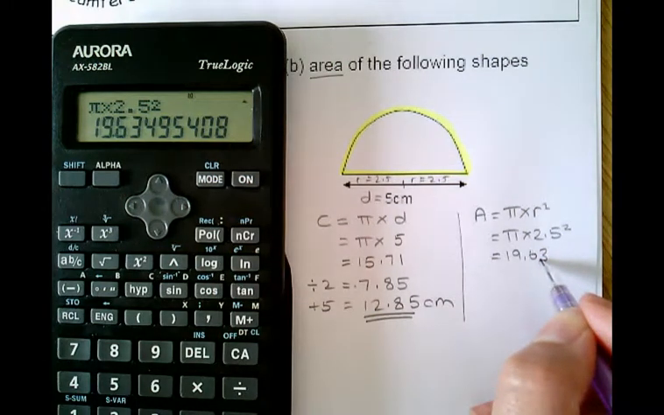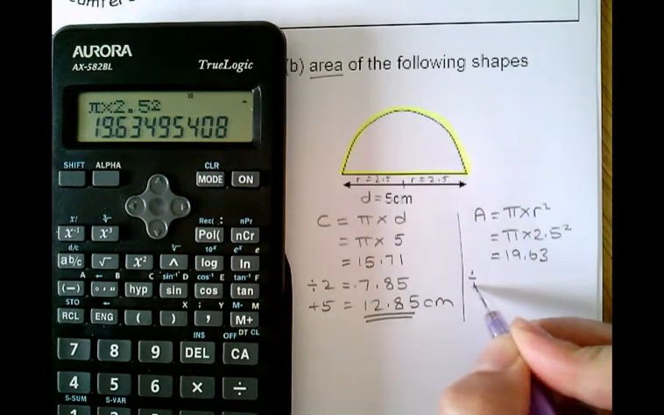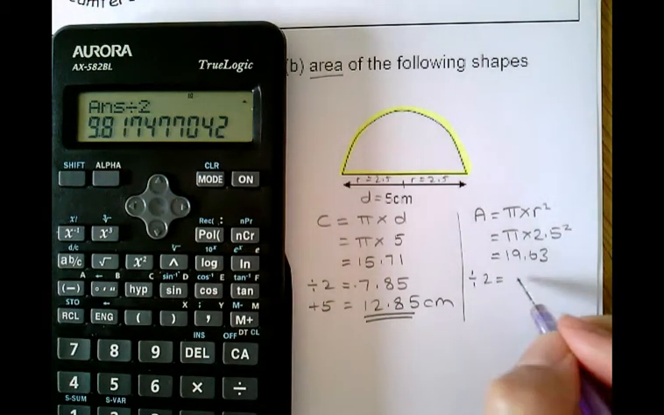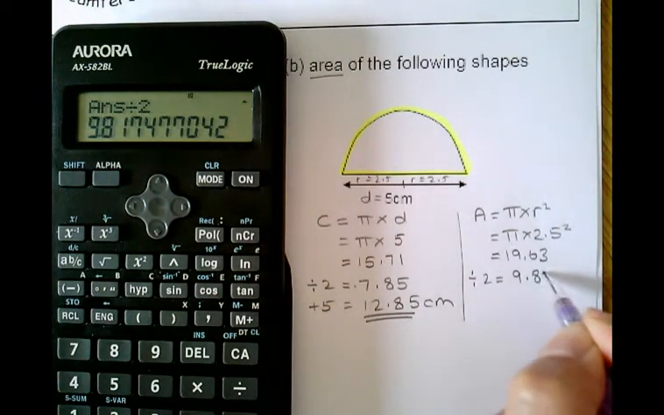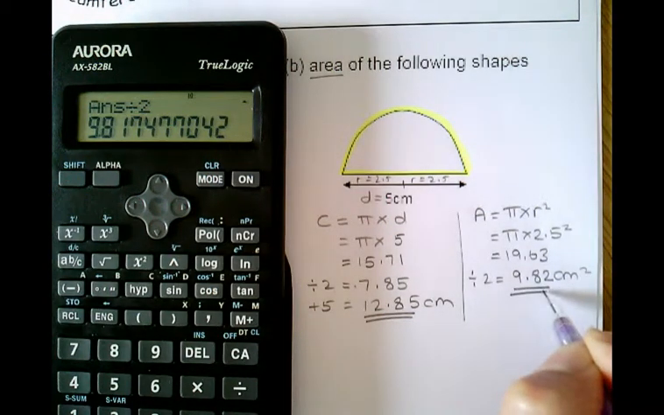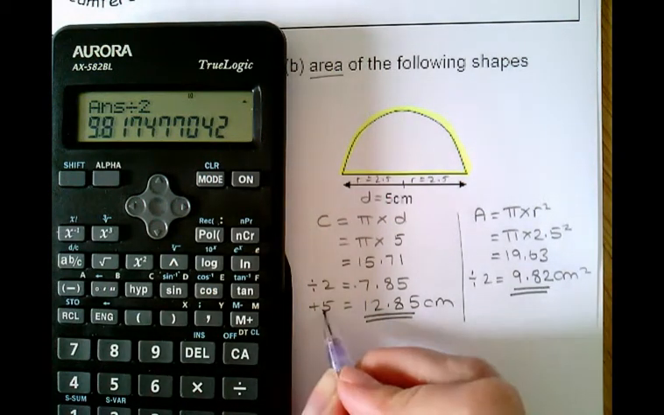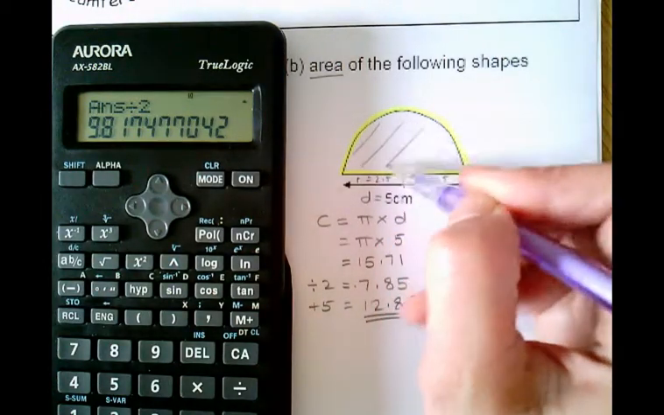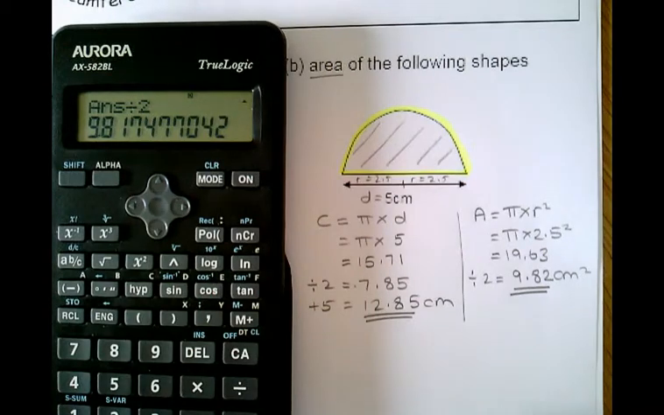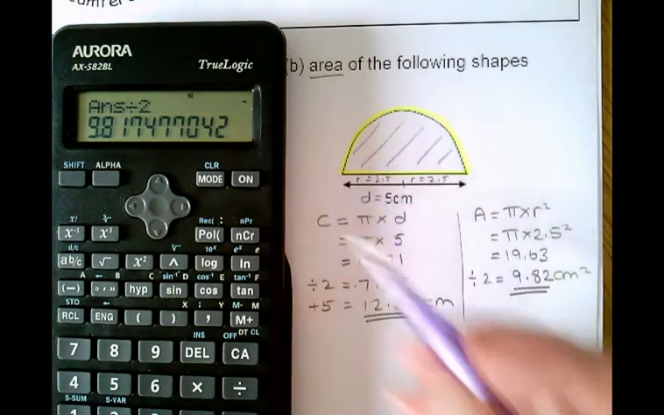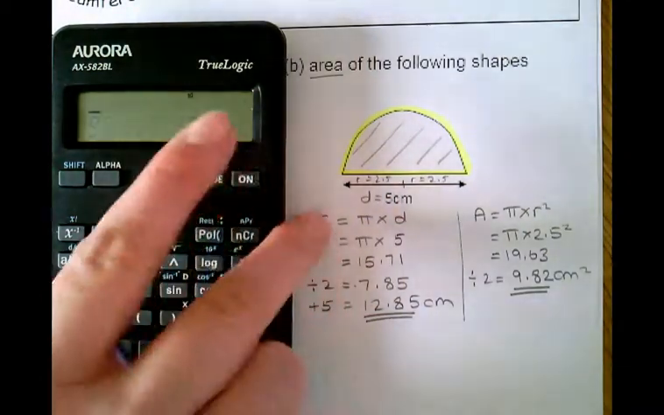But again, it's not a full circle, it's a semicircle, so you need to divide that by 2 then to get the area of half a circle. So divided by 2 gets you 9.82 centimetres squared, and that's the end for that bit. You don't then go and add on the 5 because this has nothing to do with the perimeter, that's just the area inside the shape that we found. So you wouldn't find an area and then add on a straight bit, that doesn't make sense. So that's the end for that one.